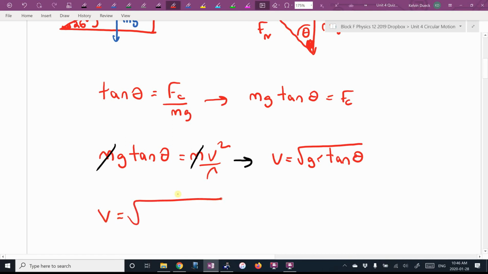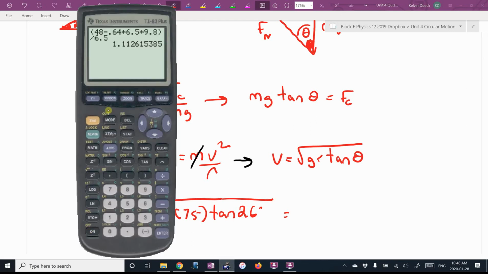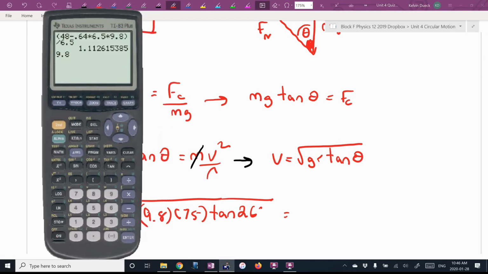V is going to be the square root of 9.8 times 75 times tan 26 degrees. Do you get 3? Oh, square root. Jeez, that seems awfully fast. Yeah, faster than sound. You get 18.9?